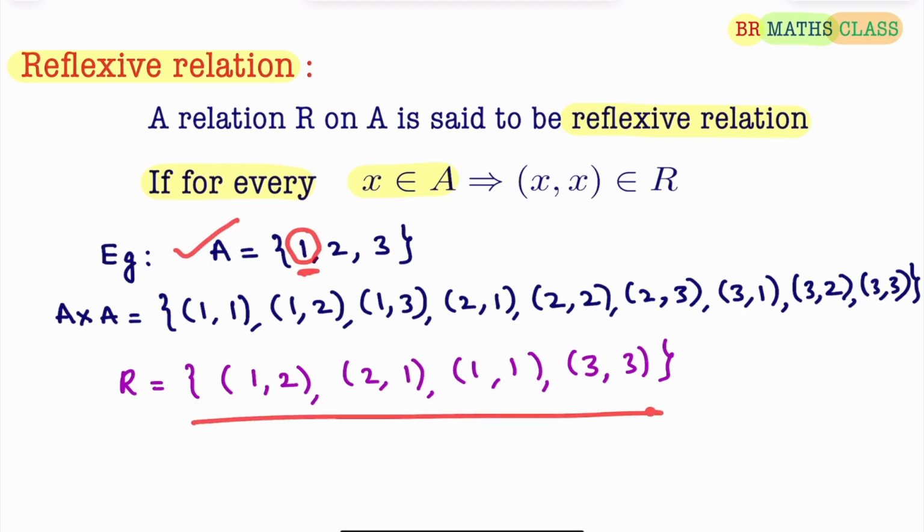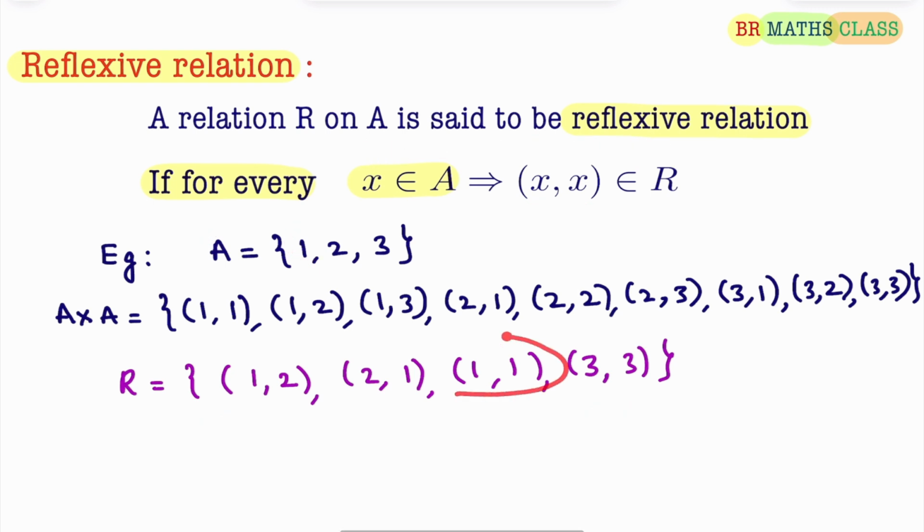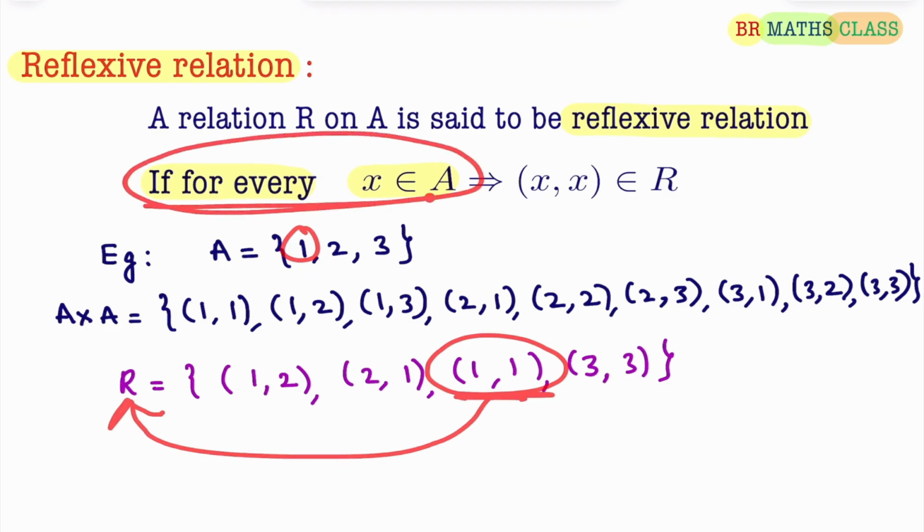Ordered pair 1 comma 1, is it there in this relation or not? You see here, for 1 belongs to A, I am checking whether 1 comma 1 is there in the relation or not. See, ordered pair 1 comma 1 is there. For 1 belongs to set A, 1 comma 1 belongs to this relation. Can I say that this relation is reflexive from this? No. You need to check for every x in set A.